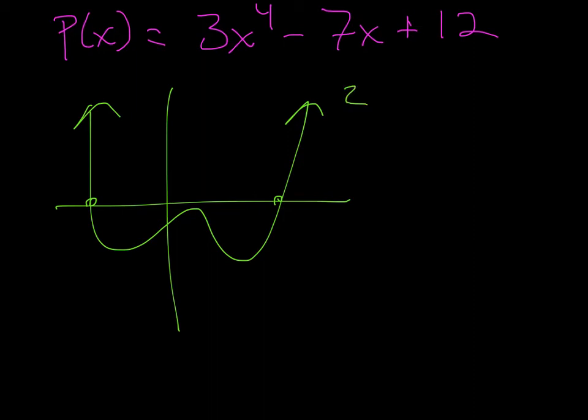So let's say 2 was one of my possibilities, right? So I can do 2, and I can set up my synthetic division. So it'd be 3, 0, 0, negative 7, 12, right? Make sure you are filling in those missing terms, right? I don't have an x cubed or an x squared term, so I put in 0.